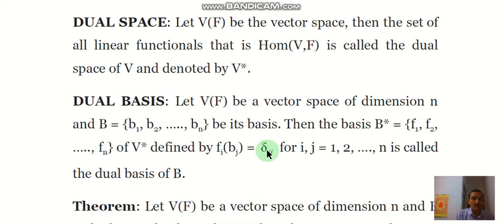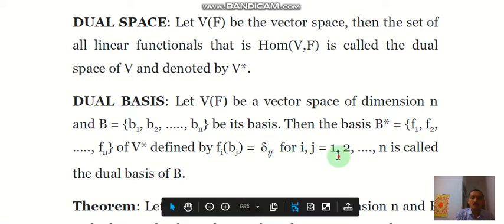Next we define the dual basis. Let V(F) be a vector space of dimension n and B = {b1, b2, b3, ..., bn} be its basis. Then the basis B star = {f1, f2, ..., fn} of V star defined by fi(bj) = Kronecker delta ij, for i and j varying from 1 up to n, is called the dual basis of B.